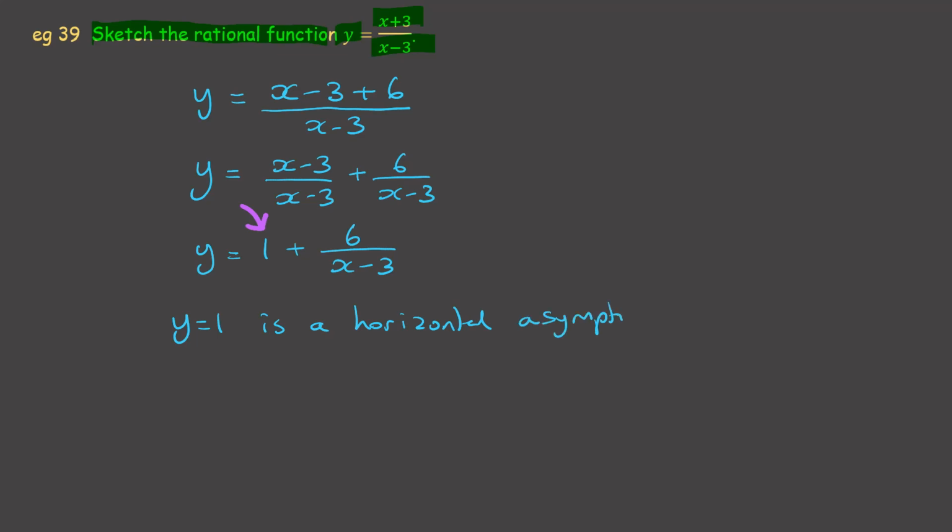So it wasn't oblique, and in fact we get oblique ones when the degree of the top is greater than the degree of the bottom. Otherwise we'll get a horizontal asymptote, which isn't just the x-axis as it was when we had p of x over q of x, but the p of x having a degree less than q of x. So vertical asymptote would be x equals 3.